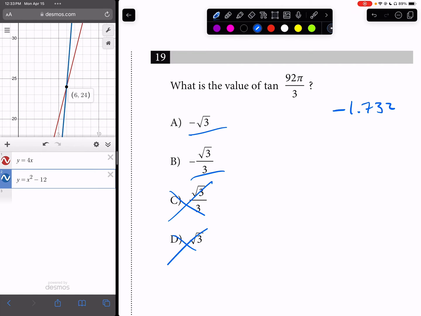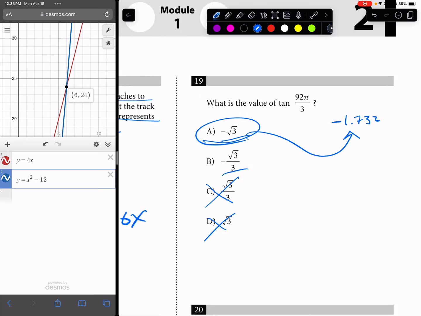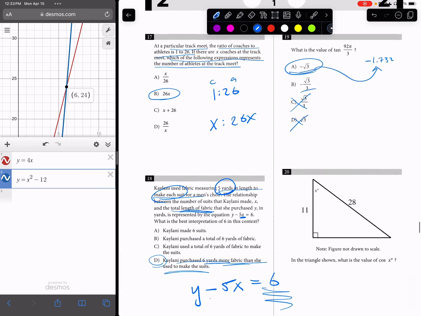I'm not going to try C or D because they are no good. So what is negative root 3? Negative root 3 does give me the same exact value. It's A. Oh my gosh, that's too easy. Number 19, let's keep going.